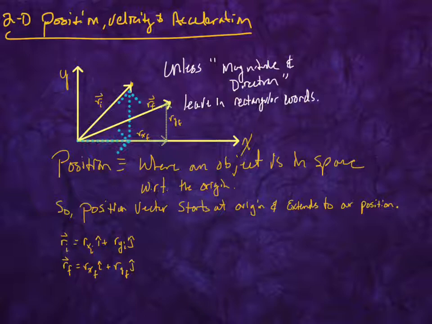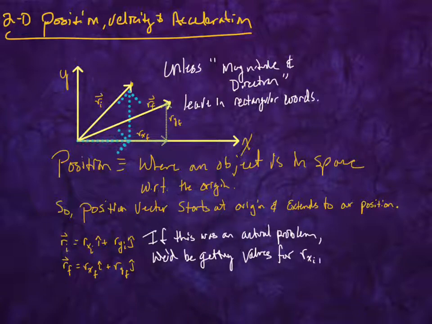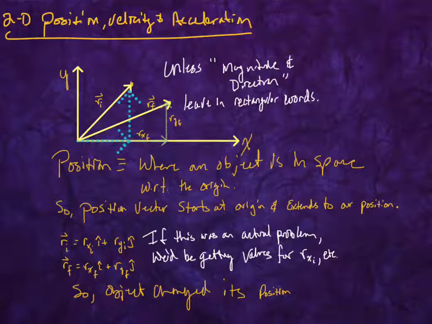Now you may be anticipating where we're going to go next. If this is an actual problem, we would be getting actual numbers for Rxi, Rx initial, Ry initial, Rx final, Ry final. But this is in general terms. Our object changes position. What do we call a change in position? It is a displacement. So we are going to find the displacement as our object travels from our initial position to our final position. And there it is. This right here. I think I like the green hand better. There we go.